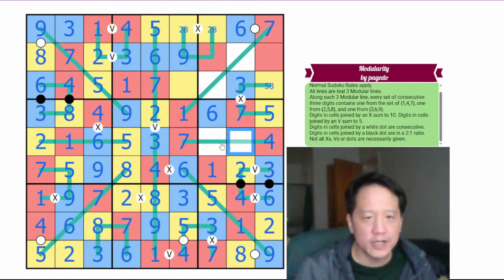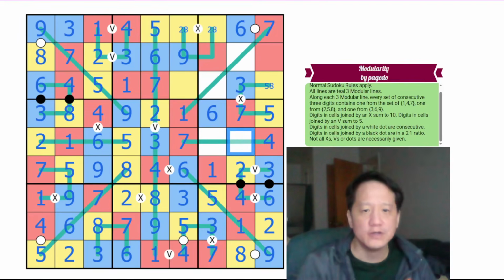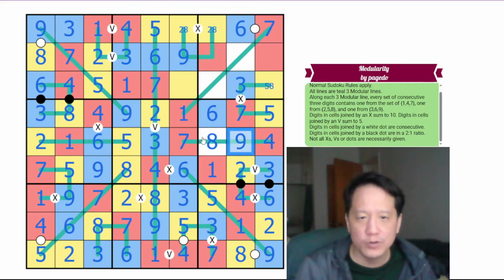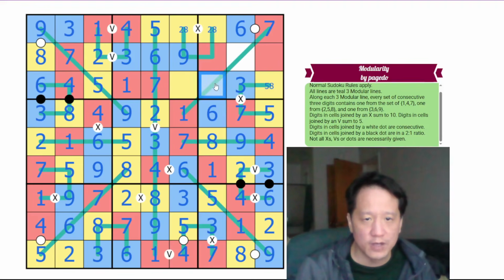Remaining digits are 8 and 9 in row 5. This can't be 8 because of 8 in the column. So this is 9, that's 8. Therefore, this is blue, and this is yellow. That leaves the remaining digit in column 7 as a blue, because we have 3 of the other colors. That leaves this digit as yellow.